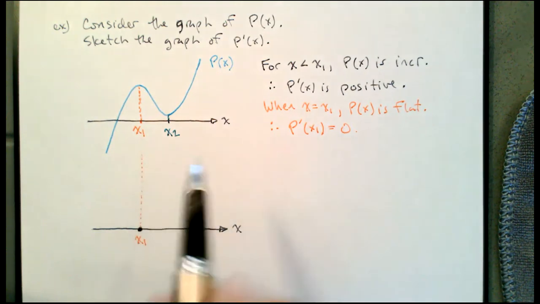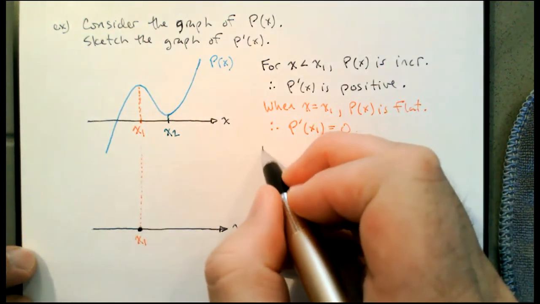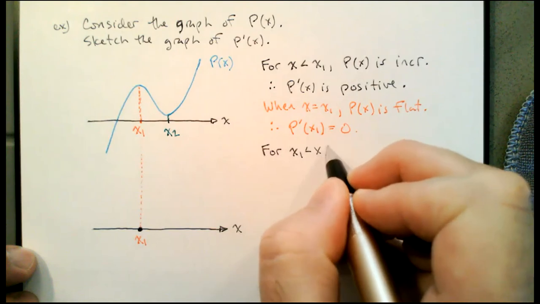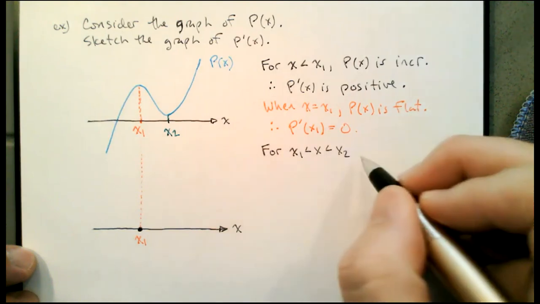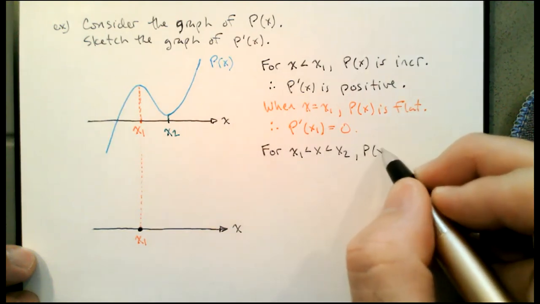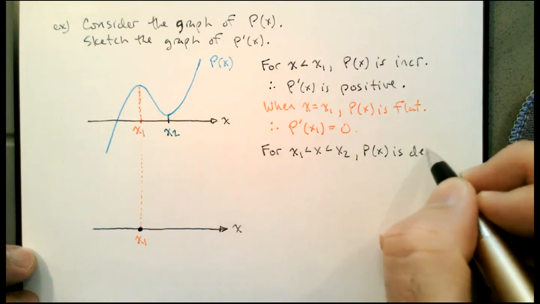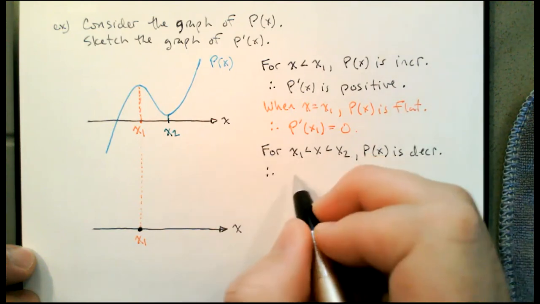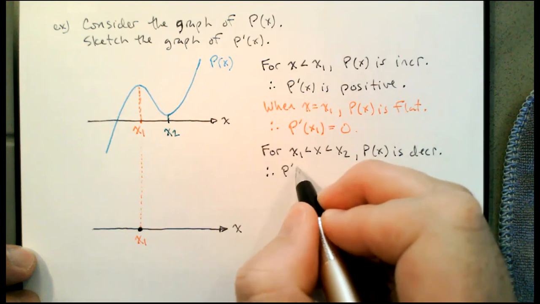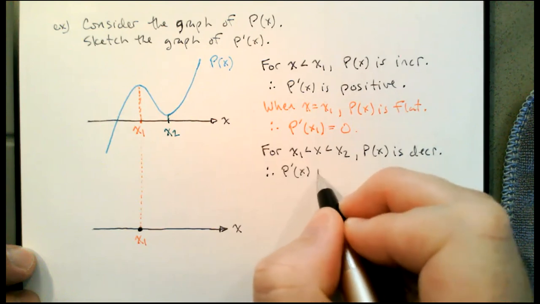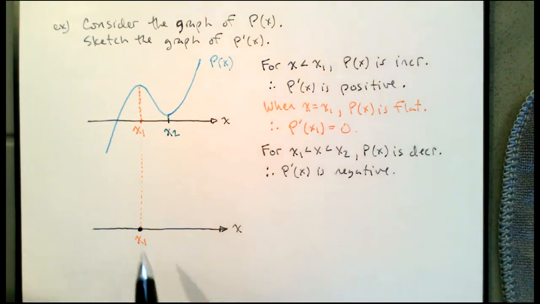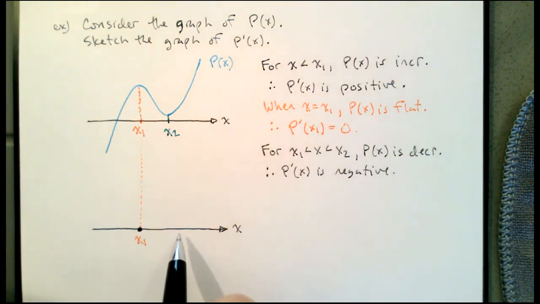Between x1 and x2, P of X is decreasing. Therefore, for x between x1 and x2, P prime of X is negative. So I'm going to draw P prime below the x-axis between x1 and x2.